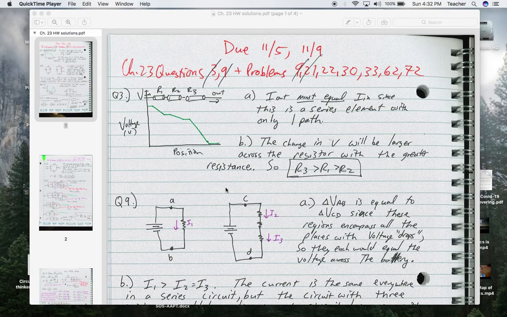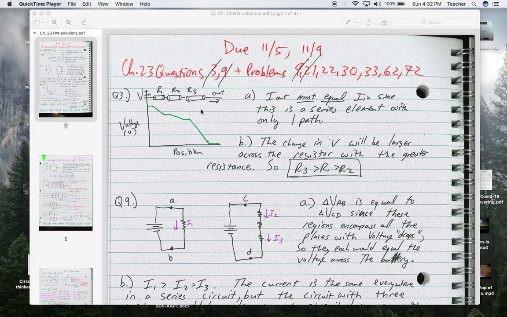Questions and problems for chapter 23, except for the last section or two which deal with capacitors in series and parallel, and we'll be dealing with that soon. At any rate, what we've got here are three resistors. They're in series with each other, and you have a graph that looks like this.